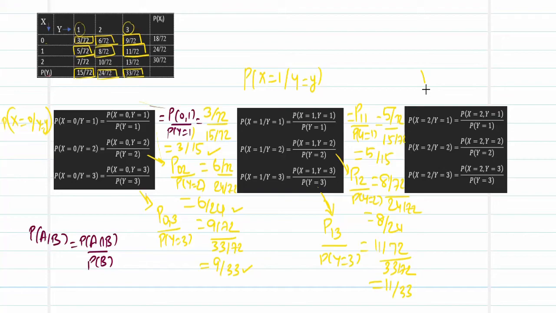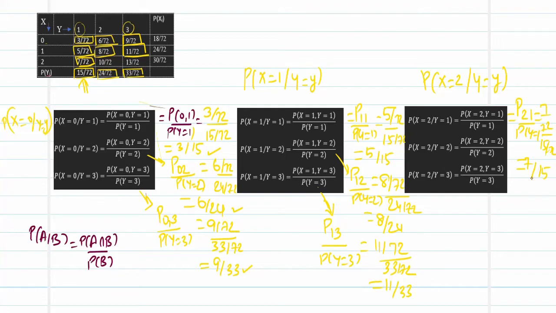The next case, probability of x equal to 2 is fixed and y takes the various values. So now this is going to be P of 2, 1 by probability of y equal to 1. And now P of 2, 1, where is our 2, 1? x equal to 2, y equal to 1. So this takes the value 7 by 72. 7 by 72 divided by probability of y equal to 1, which is 15 by 72. So this reduces to 7 divided by 15.